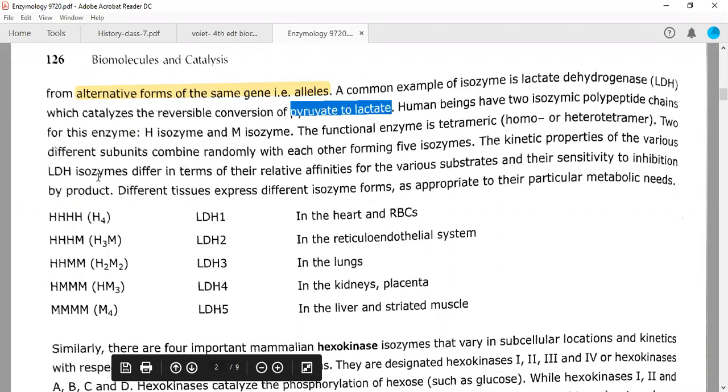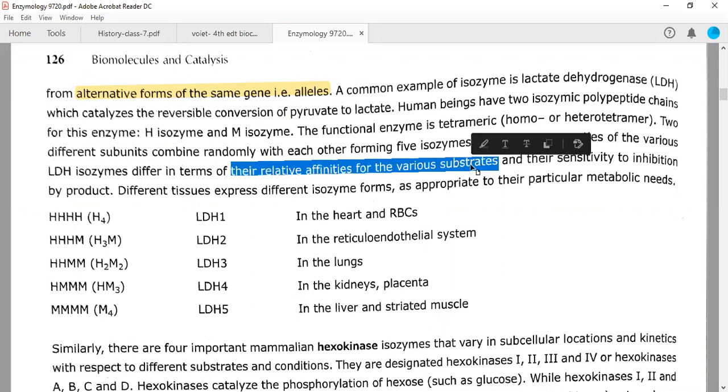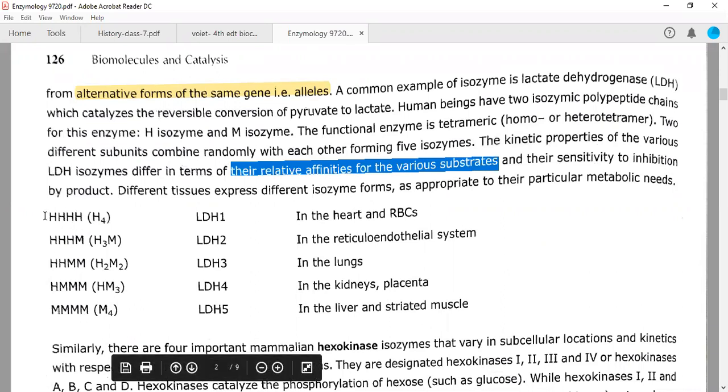The kinetic properties of the various lactate dehydrogenase isoenzymes differ in terms of their relative affinities for various substrates and their sensitivity to inhibition by the product. So what is the difference between these? They have different affinities for pyruvate, and they have different inhibition kinetics by lactate or lactic acid, which is produced as a result of this enzyme.